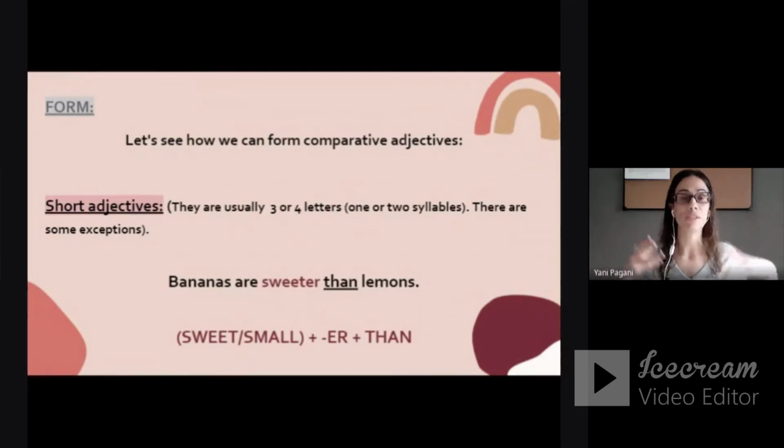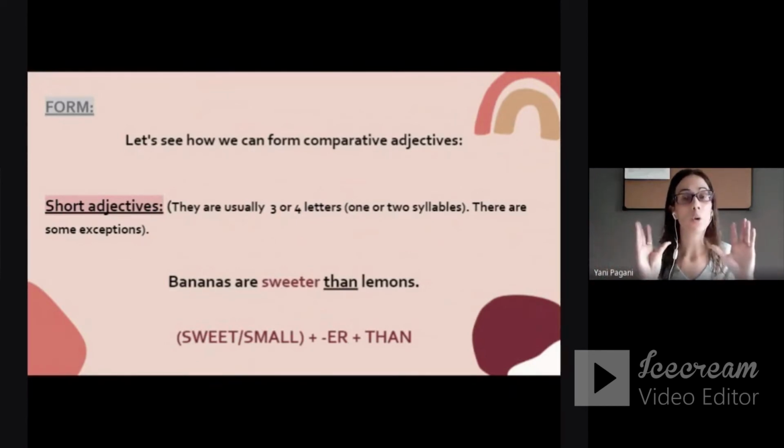Whether the adjective is short or long matters, because we are going to use a different form to compare if the adjective is short or if the adjective is long. Let's begin with short adjectives. For example, we say that bananas are sweeter than lemons. Okay, so sweet is a short adjective.